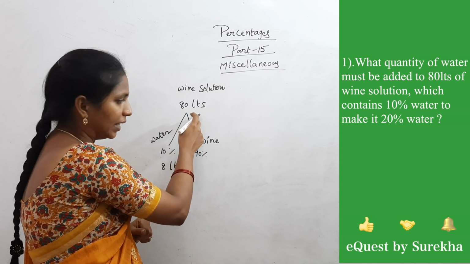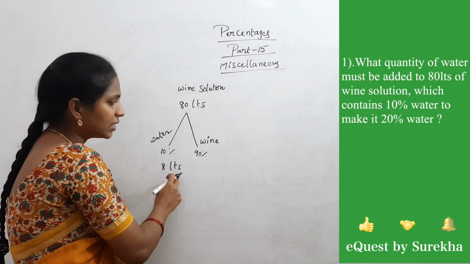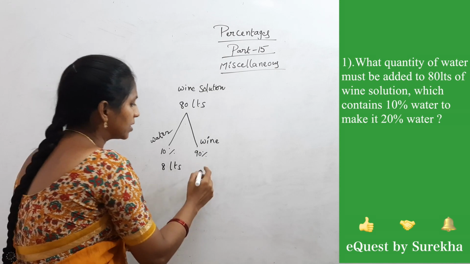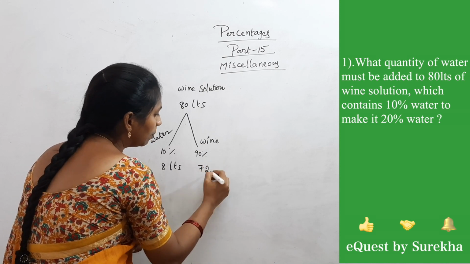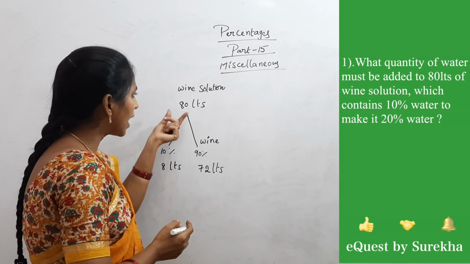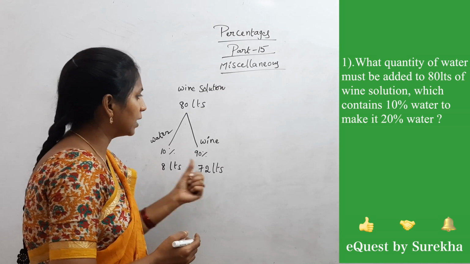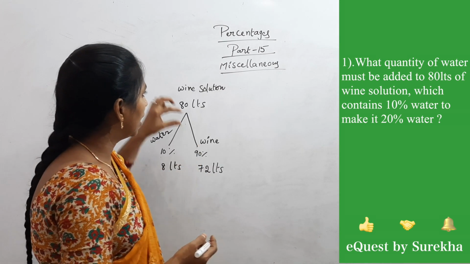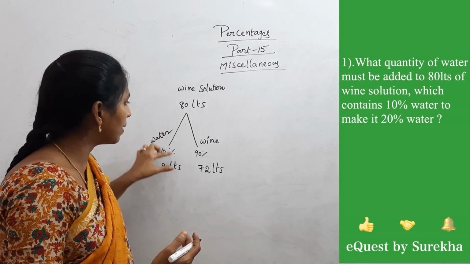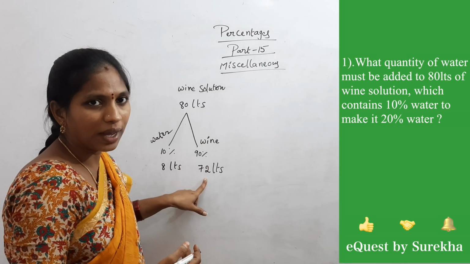10% is 8 liters. Remaining 72 liters is 90%. So here 90% is equal to 72 liters. Otherwise calculate 80 into 90%, we get 72 liters. 80 liters of wine solution contains 10% of water and 90% of wine.